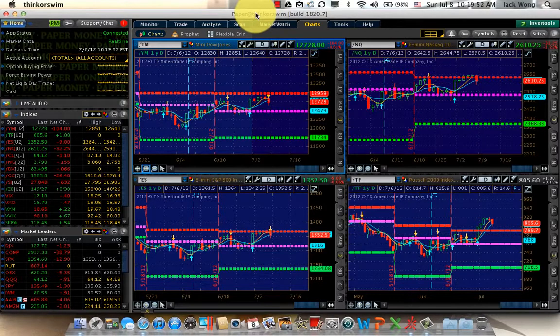In front of you is my paper platform for Thinkorswim. As you can see, there are 4 charts which I have listed. On the top left-hand corner you see YM, which is the mini Dow futures, and on the top right-hand corner it is E-mini Nasdaq 100. The ticker symbol is NQ. On the bottom left-hand corner you see E-mini S&P. The ticker symbol is ES. And last but not least, it is the Russell 2000 index, and the ticker symbol is TF.